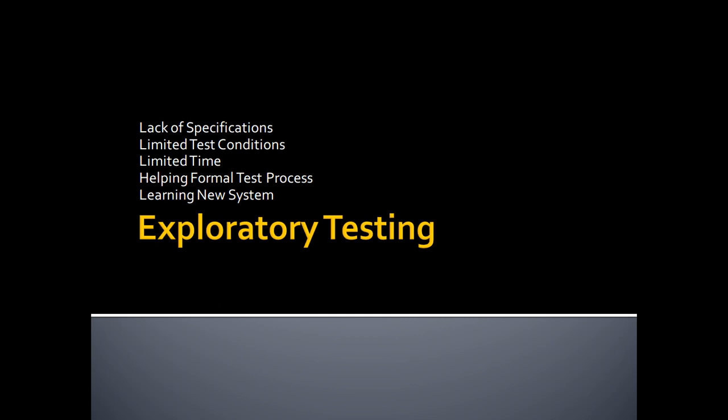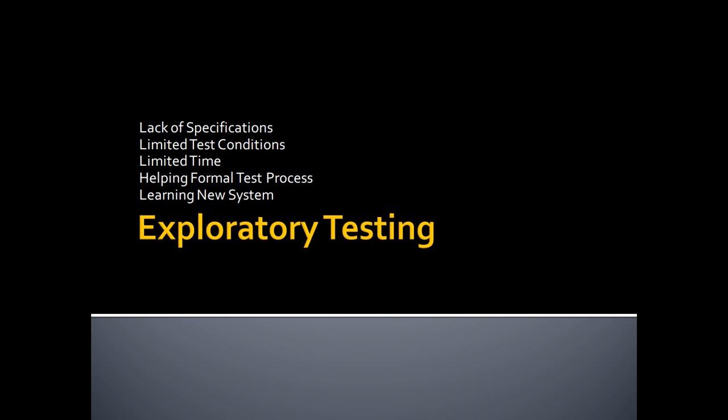Then comes the formal test process, which you follow when you do your typical automated or manual tests. That is the time you use exploratory testing. Then comes learning a new system. When you are given a product, that is the time you learn about that system. You try to find out how that system is going to help you, how that system is likely to break, and where the performance is less or more or not within the specification. That is the time you learn about that system, and this type of testing is exploratory testing.